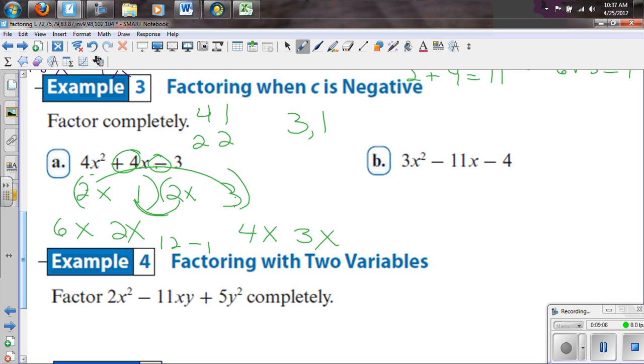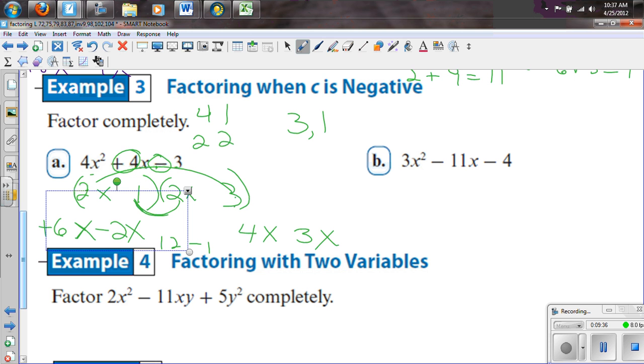Then the problem becomes, which one of those is negative? Is the 6x negative, or is the 2x negative? Well, if we took 6x minus 2x, that would be positive 4x. But if we take negative 6x and positive 2x, then we're going to get a negative 4x. And we want the positive 4x, so this has to be a positive 6, and this has to be a negative 2. So determining which one is the last step here. So this has to be a negative 2x.